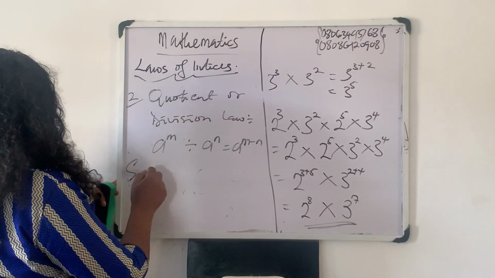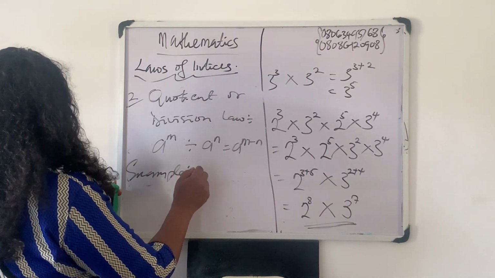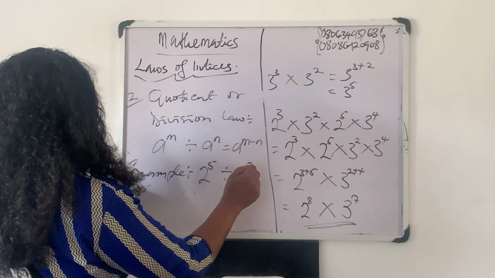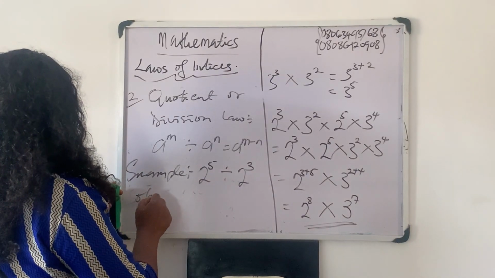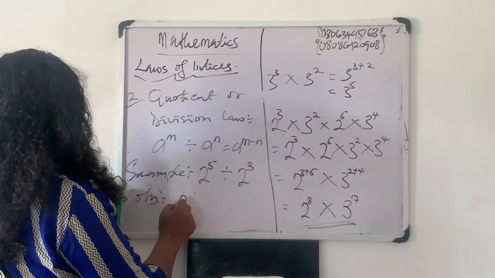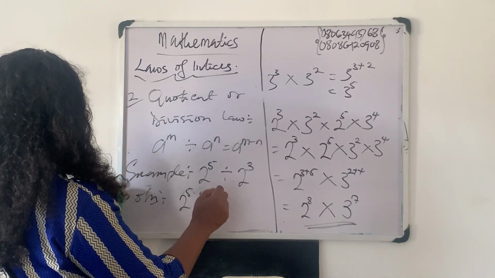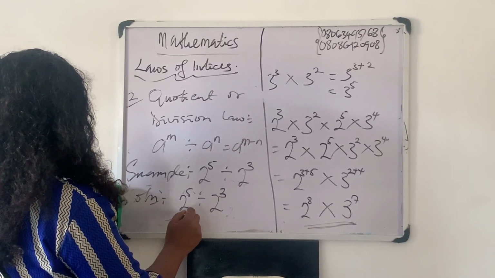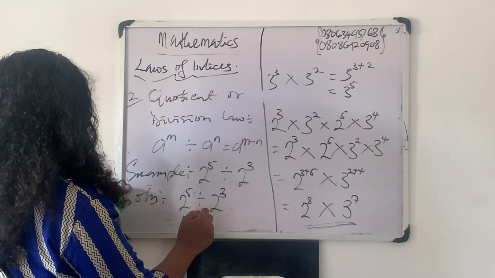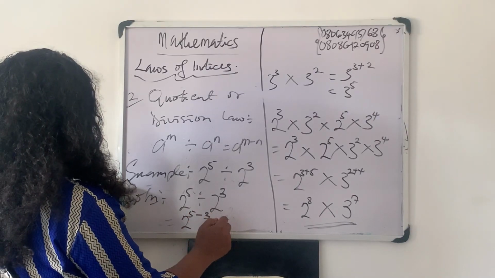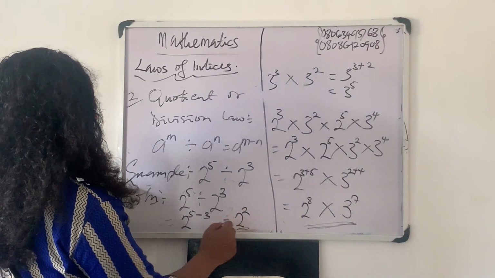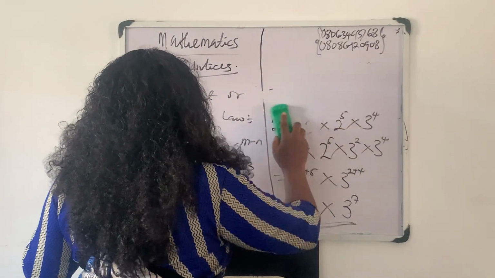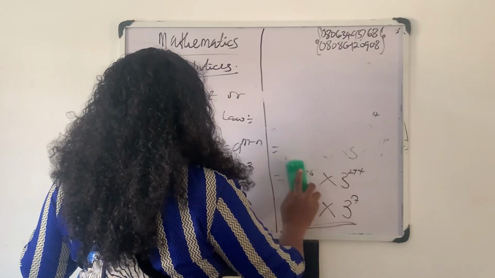Example, we have, let's say, 2 raised to the power 5 divided by 2 raised to the power 3. How are we going to go about that? It's simply what? 2 raised to the power 5 divided by 2 raised to the power 3 equals 2 raised to the power 5 minus 3, giving us what? 2 raised to the power 2. It's as simple as that. Let's continue with the next law.